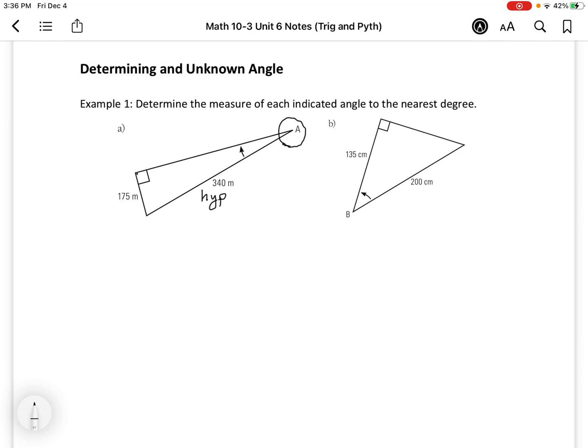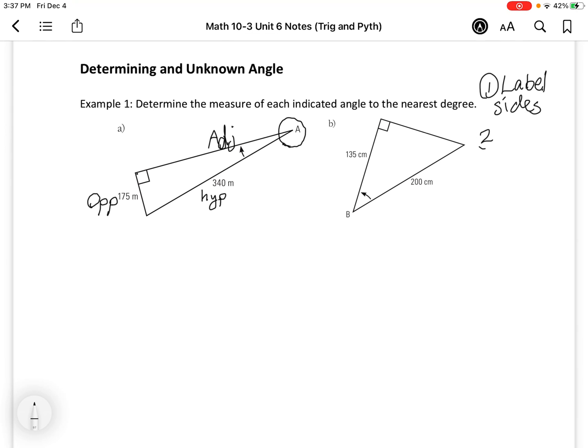That's the 175. And then the third one, it's the one that's left over, is the adjacent, but that's also the one that's beside angle A. That's not the hypotenuse. Adjacent. Okay, so step 1, label sides.